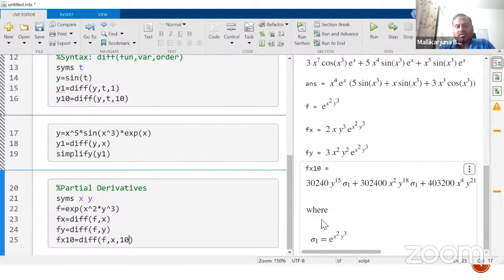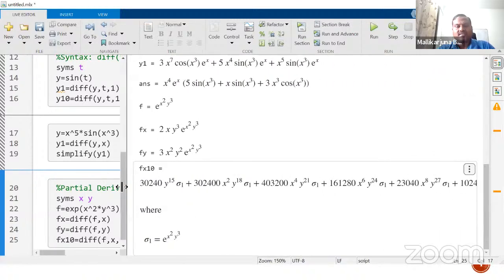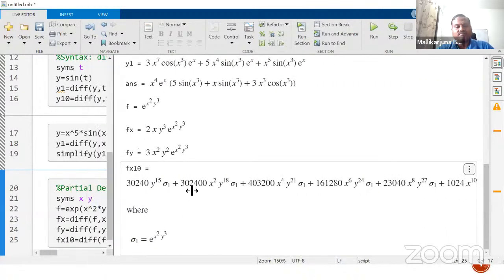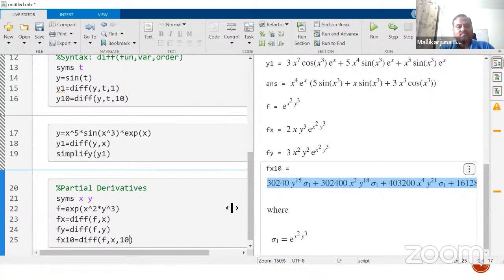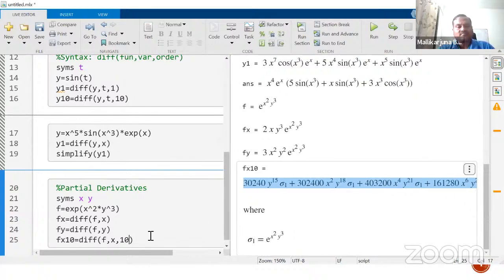E power x square y cube. Like this it is big. It's a big value. For any highly complex problems which involve partial derivatives, this is the logic by which you can find the result easily.